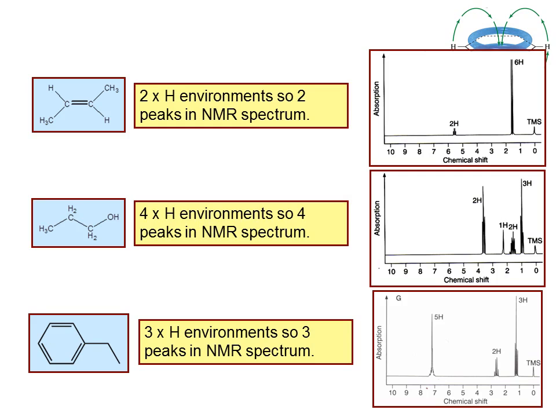Another example, an ethyl benzene derivative. The spectrum of this compound also shows 3 signals due to the presence of 3 types of environment. The first environment is related to hydrogen bound directly to the aromatic ring. The second signal is related to the hydrogen bound to the carbon adjacent to the aromatic ring. The third is related to the hydrogen bound to the terminal carbon.